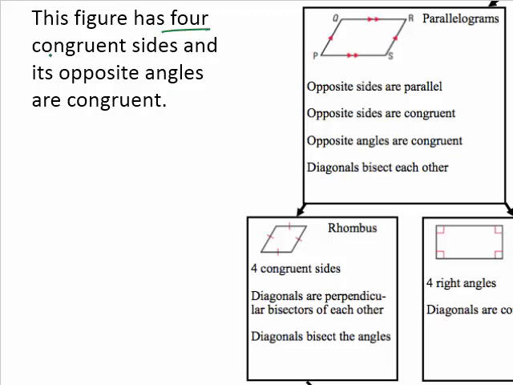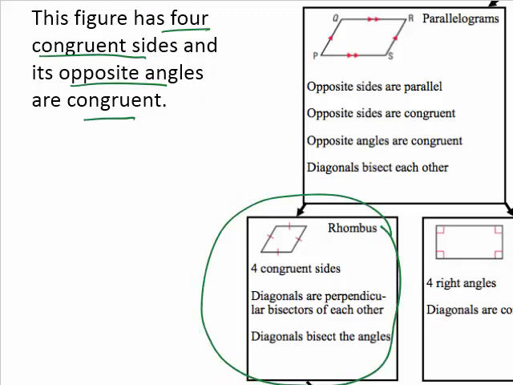Four congruent sides, only a rhombus and a square have four congruent sides, and opposite angles are congruent, again rhombus or square. Now we don't know it's a square because it doesn't say anything about right angles, so the most specific shape we can use is a rhombus.